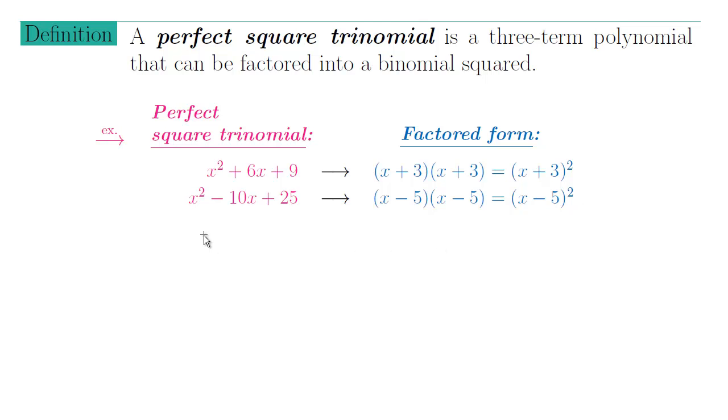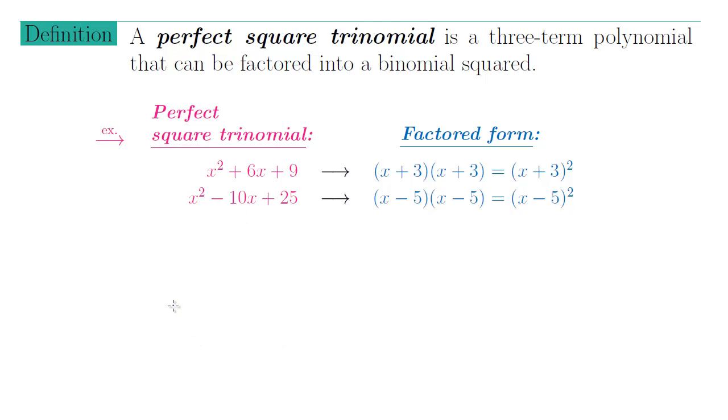Now, how do you recognize perfect square trinomials? What you do is you notice that the last term in your trinomial is a perfect square. 9 is the perfect square of 3. 25 is the square of 5. The middle term is twice then that number that's being squared. The number which when squared gives you 9 is 3. And if you double 3, you get 6. Likewise, the number which when squared gives you 25 is 5. And when you double 5, you get 10.